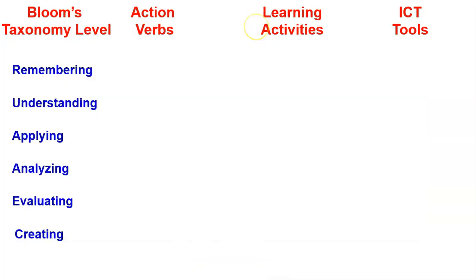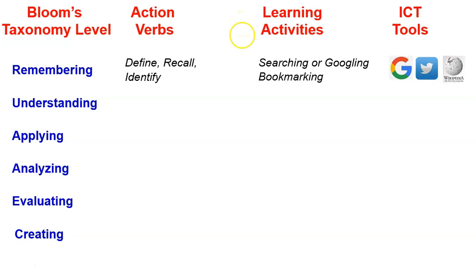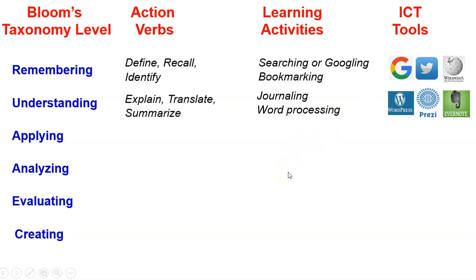Now, to summarize, for example, you want to develop the remembering stage of learning. So the action verbs that you might use are define, recall, identify. And the learning activities that involve ICT tools will be searching or Googling or bookmarking from the internet. So you will use Google Chrome or Twitter or Wikipedia. If, for example, you want your students to understand something, therefore, the verbs that you will use in your learning objectives will be explain, translate, or summarize. And your learning activities would be journaling, word processing, and you will use WordPress, Prezi, and Evernote, and some other ICT tools available or ICT applications.